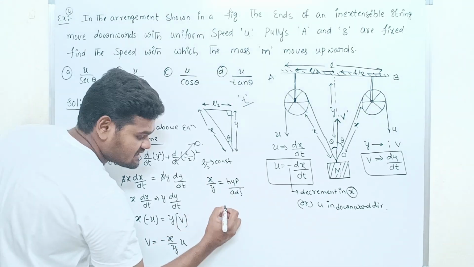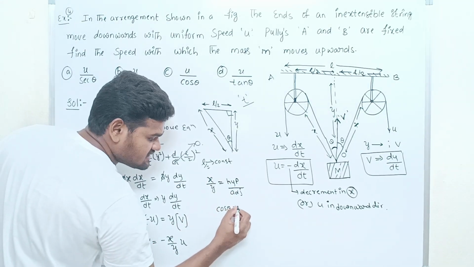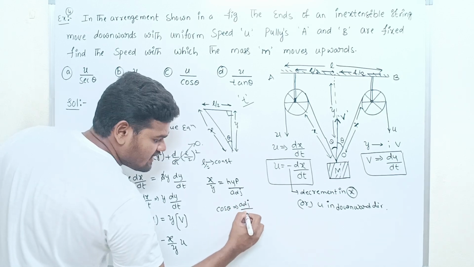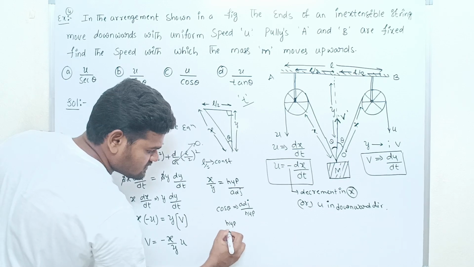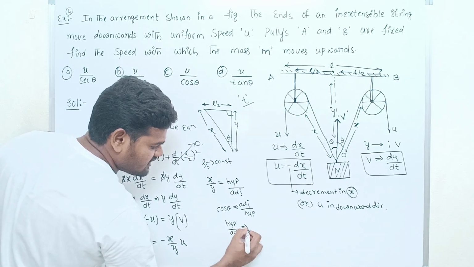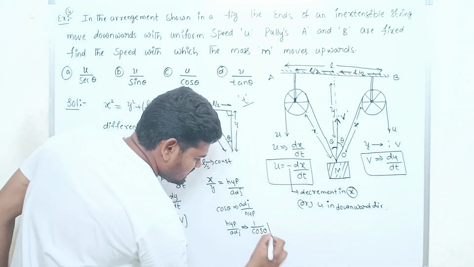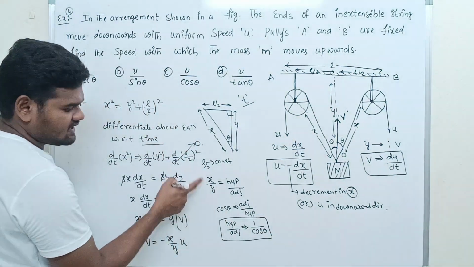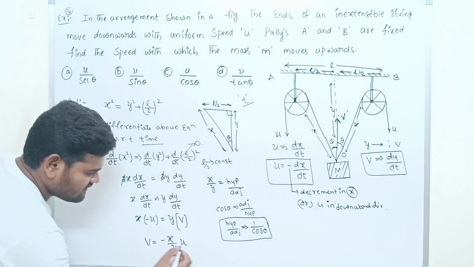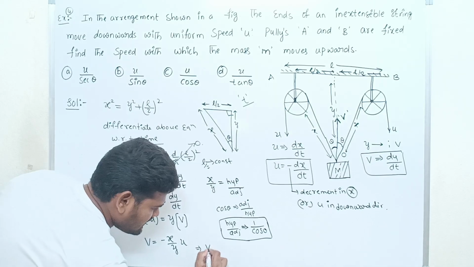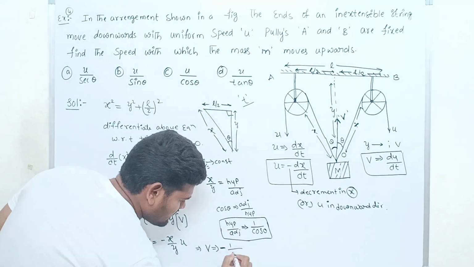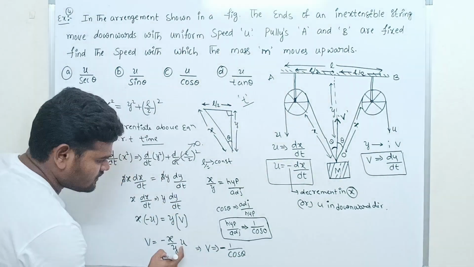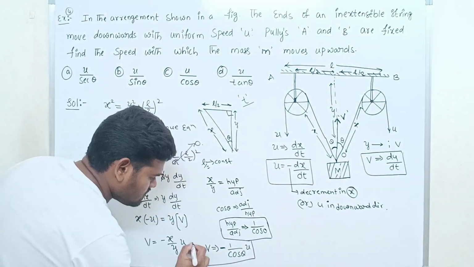Hypotenuse divided by adjacent. In general, cos theta is nothing but adjacent side by hypotenuse. So here we have hypotenuse by adjacent side, which gives 1 by cos theta. So x by y is 1 by cos theta. From this we can write v is equal to minus x by y, that is 1 by cos theta, into u. So we got finally u by cos theta.